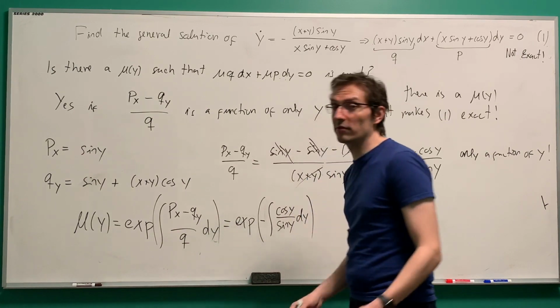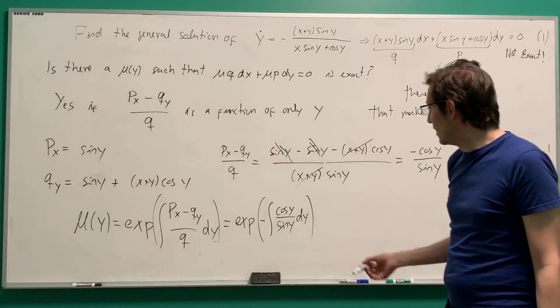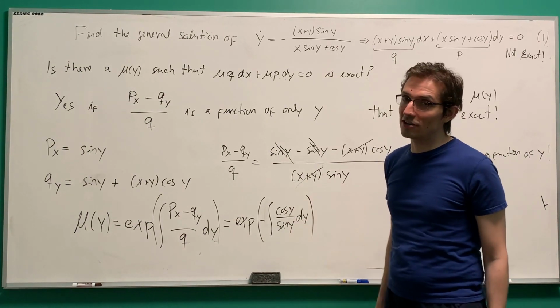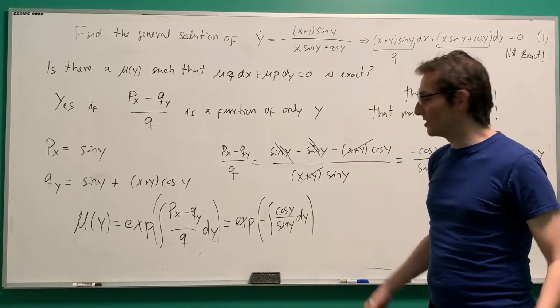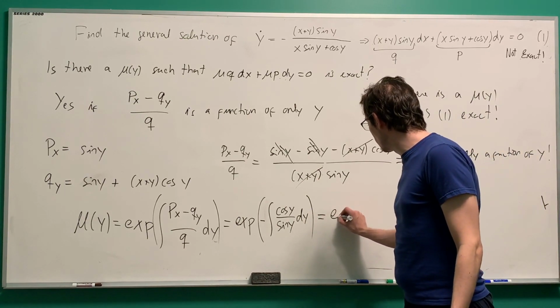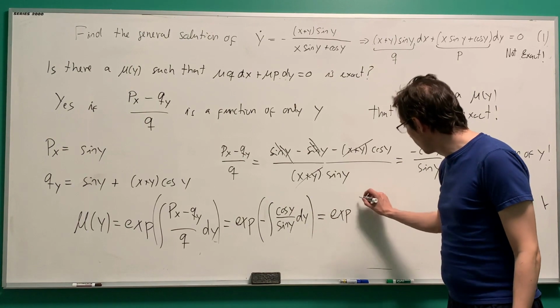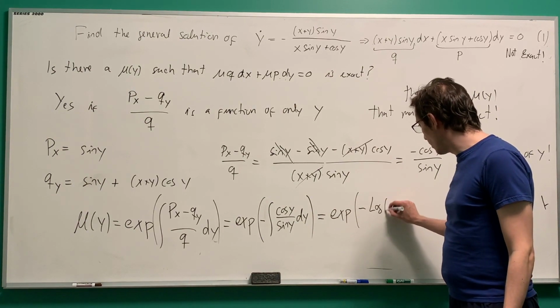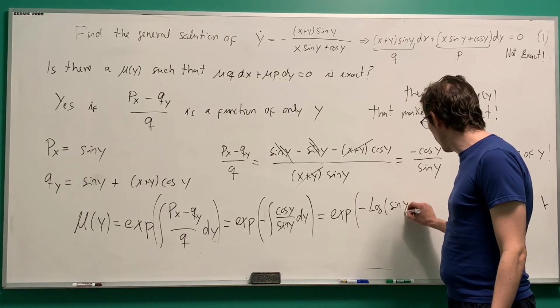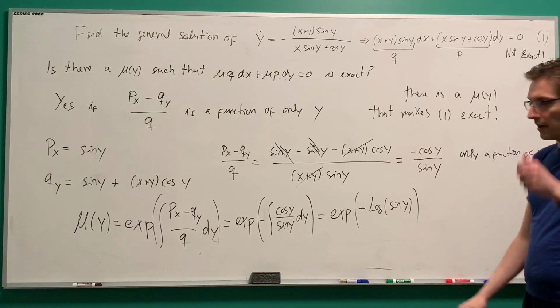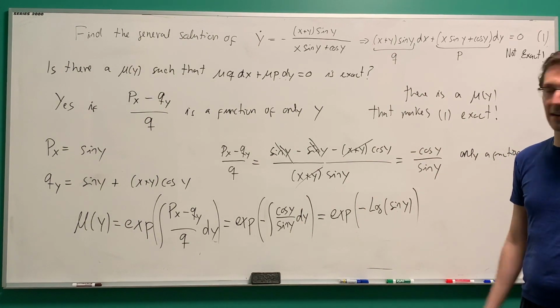And that integral is one of the immediate integrals that you've studied. You have 1 over a function multiplied by the derivative of the function. So that's a logarithm. This thing is the exponential of the minus log of sine y. I'm not writing the absolute value bars here because it's unnecessary for what we want.